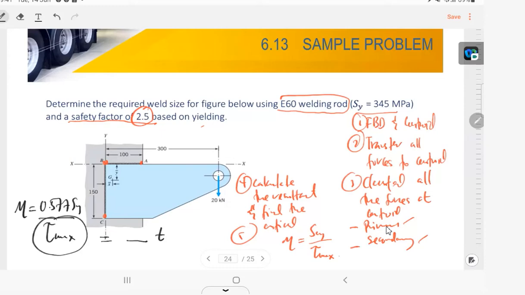Because if you want to calculate the area, you need to use T actually, and the polar moment has T, and the second moment has T. So basically you have to find the T. The T directly determines the thickness, the size of the weld, that H. That's the T. Okay.